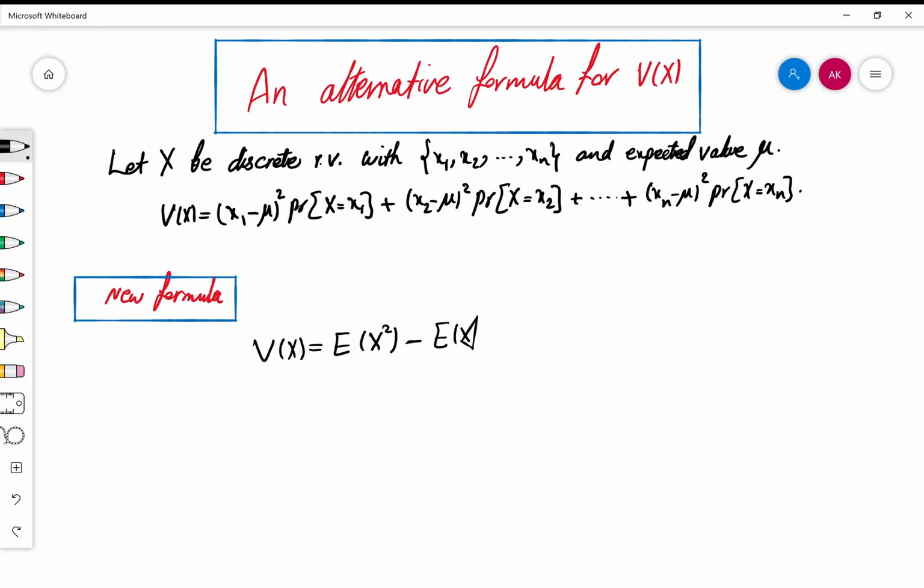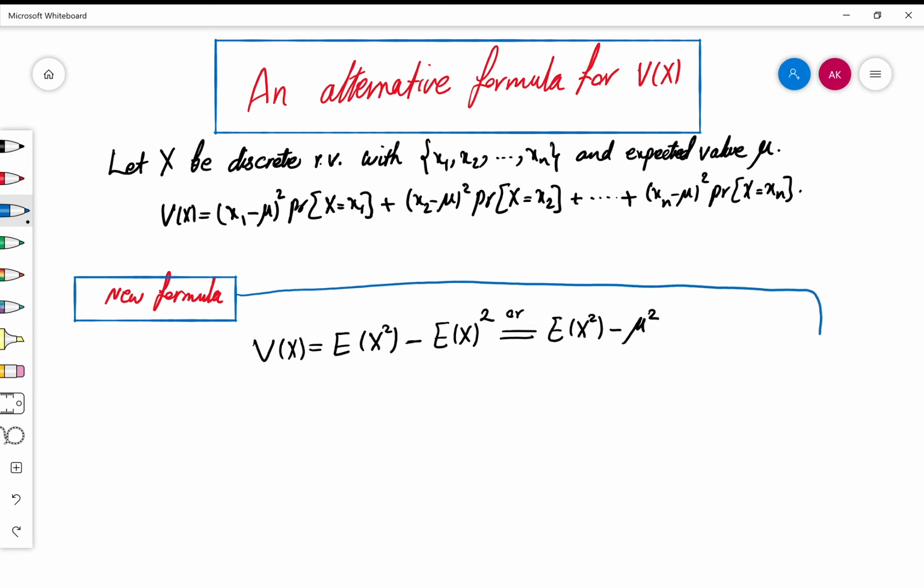What is happening here? E of X squared, meaning that you first find the E of X squared. I'll explain a little bit more on that, but then minus E of X, which is mu. So let me just write it in this other form also: E of X squared minus mu squared. So that is a new formula, and you will see in different forms that you need to know this one.